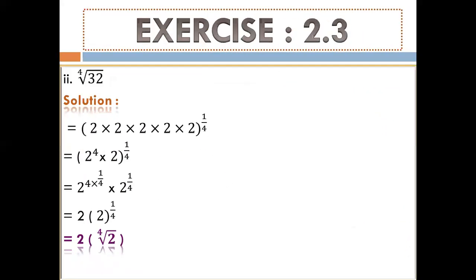The next part is the fourth root of 32. The index is 4, so we write 32 raised to the power 1 by 4. Find all the prime factors of 32: 1, 2, 3, 4, 5. Five twos are there. Because the power is 1 by 4, we can write five twos as 2 raised to the power 4 multiplied by 2. Open the bracket: 4 multiplied by 1 by 4, and 2 also remains with the power 1 by 4. Now 4 and 4 cancel, leaving 2 times 2 raised to the power 1 by 4. Again we convert 2 raised to the power 1 by 4 into the radical sign: 2 times the fourth root of 2.